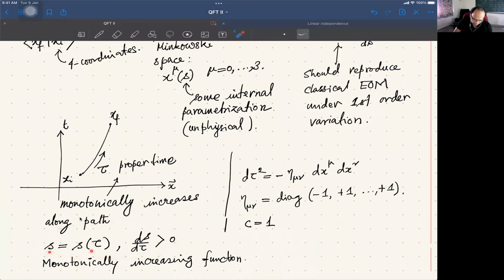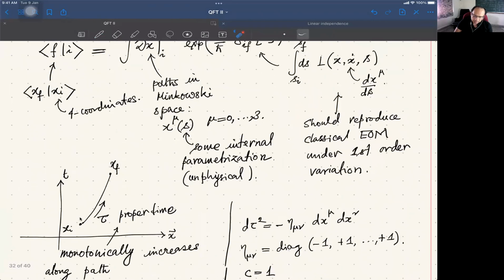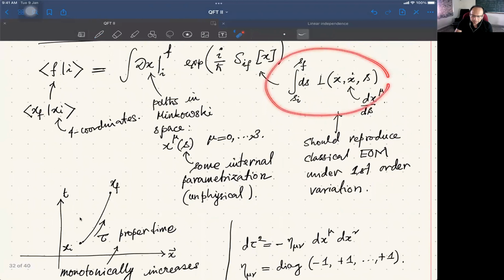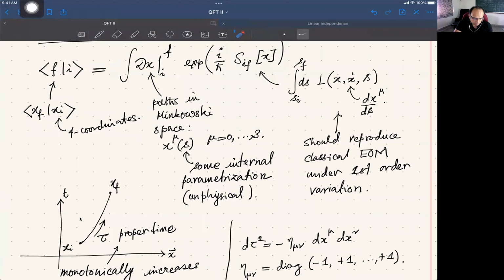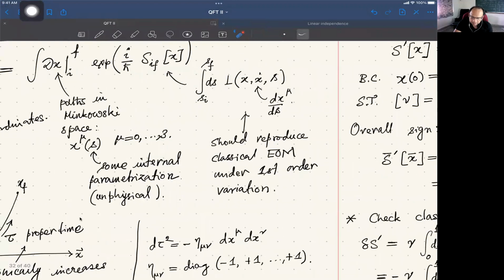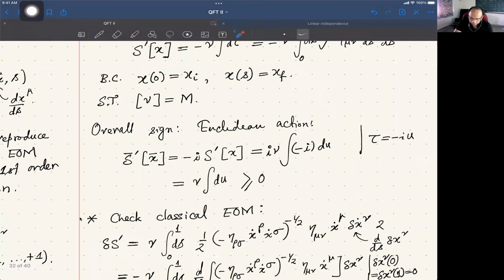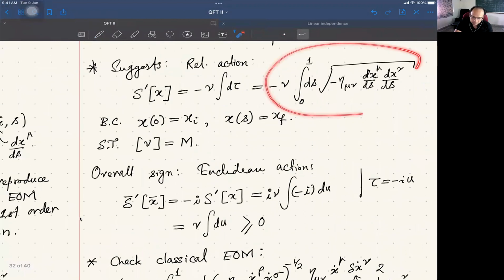I have done the reparametrization from tau to an S with this type of properties, but from this S I could go to another S prime and describe this in terms of S prime. Physically, nothing would change. No physical content should change, because it's a non-physical parameter, and that is actually true for this action, which I forgot to mention before. This is indeed S reparametrization invariant.